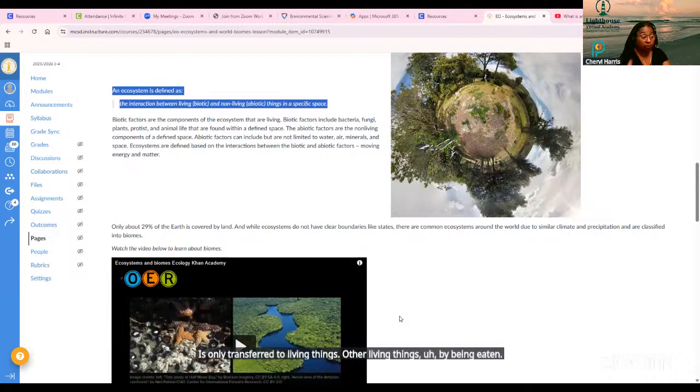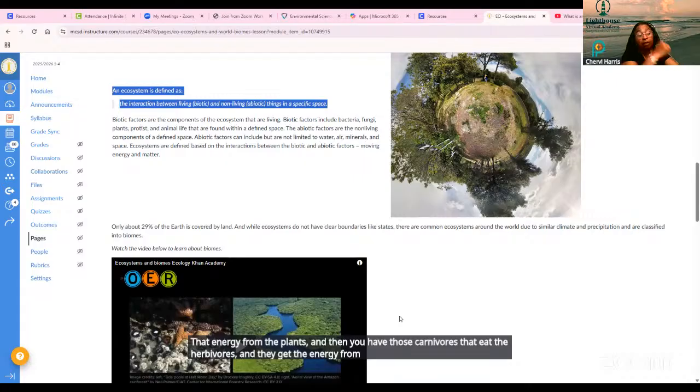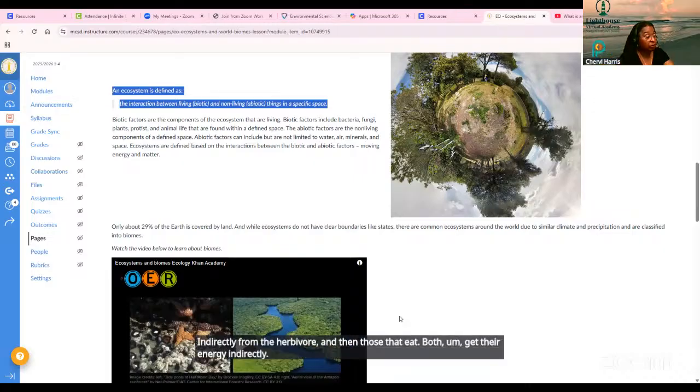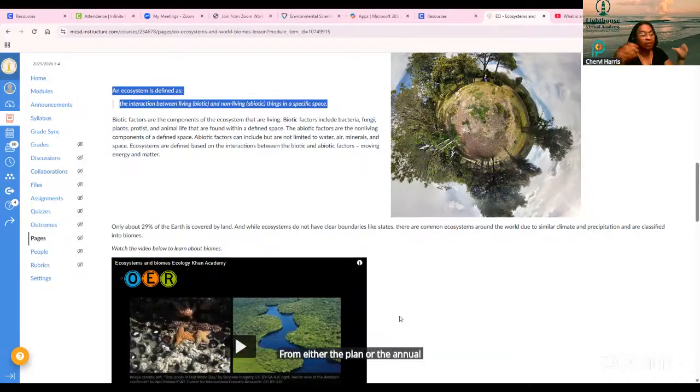So you have your herbivores that eat the plants and they get that energy from the plants. And then you have those carnivores that eat the herbivores and they get the energy that came from the plant indirectly from the herbivore. And then those that eat both get their energy indirectly from either the plant or the animal that is eaten. So it is about a transfer of energy.